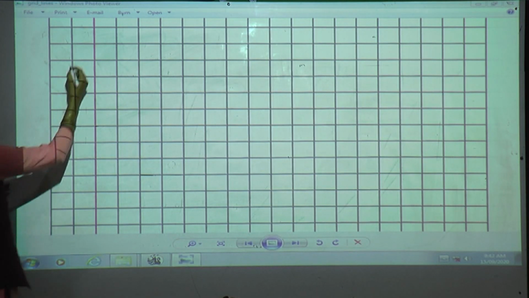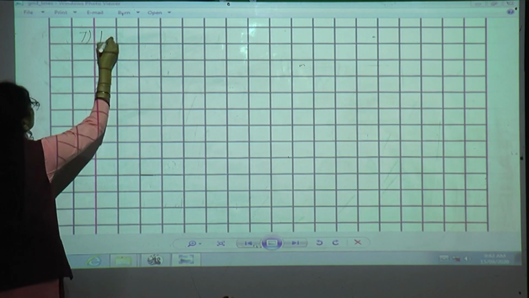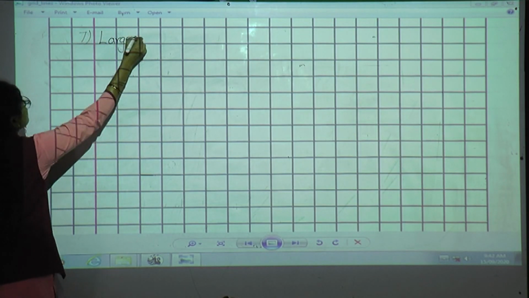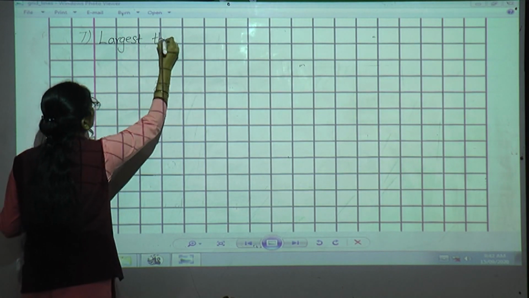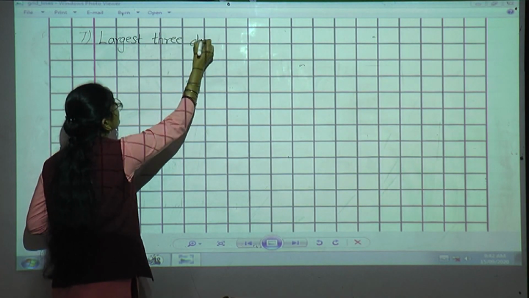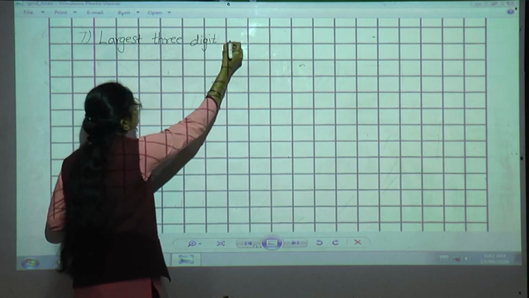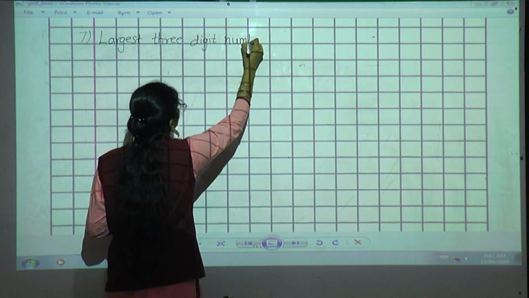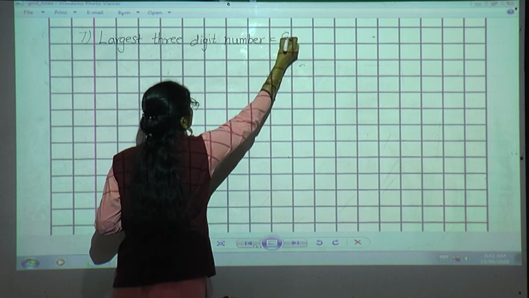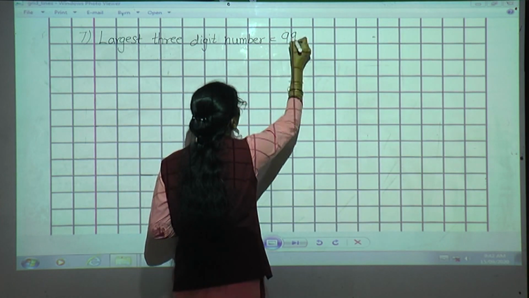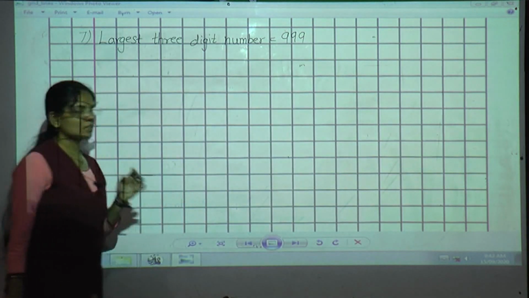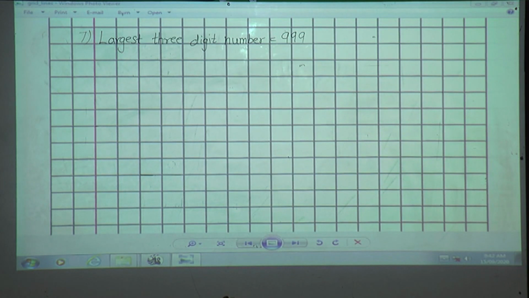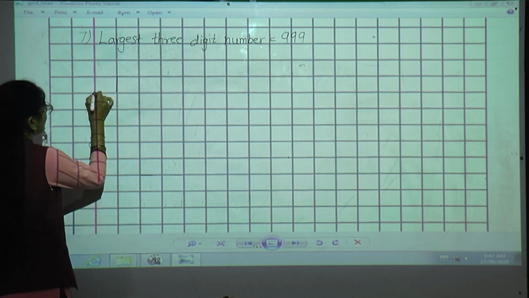Yes, in the first lesson only I taught you the largest 3-digit number is equal to, yes, 999. This is the largest 3-digit number, and the question is divide the largest 3-digit number by 9. So do the division. 999 by 9 you have to do.